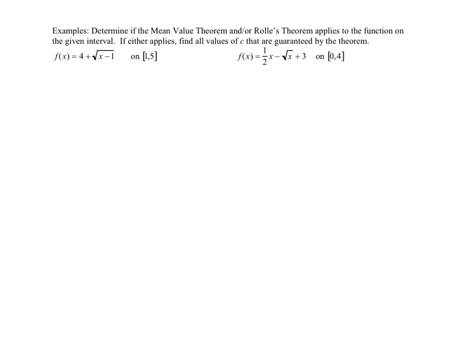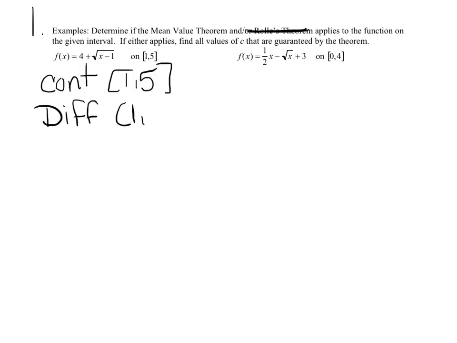So example 1 says determine if the mean value theorem and/or Rolle's theorem applies to the function in the given intervals. If either applies, find the values of C that are guaranteed by the theorem. So we haven't reviewed Rolle's. I don't want you to worry about that at the moment, and we'll just focus on the mean value theorem. So before you even begin, you have to first ask yourself 2 things. Is your function continuous on the closed interval and differentiable on the open interval? Those 2 things have to go on first before you can answer the question.